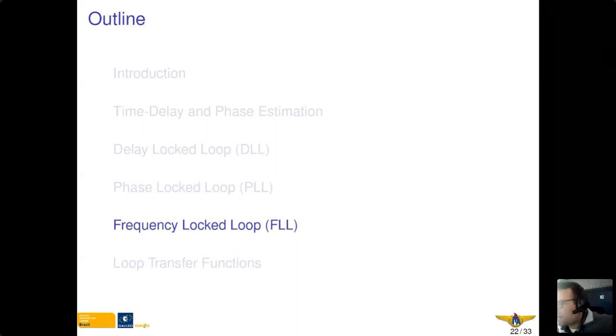Now, so far we have been talking about joint delay and phase estimation under the assumption that the Doppler estimate was provided sufficiently well by the acquisition, and that the Doppler was not changing over time.